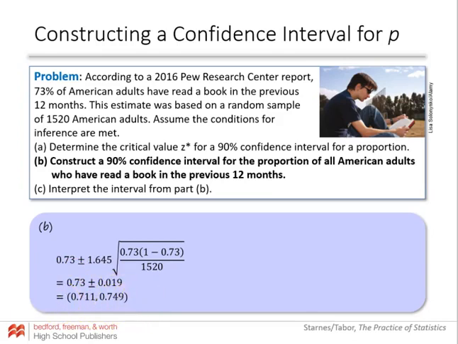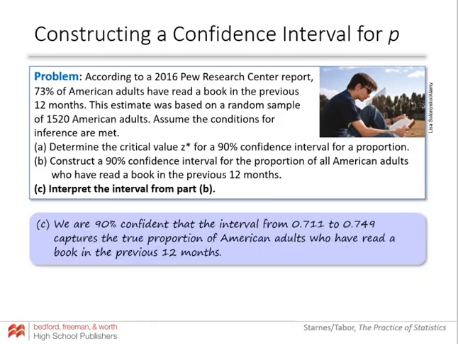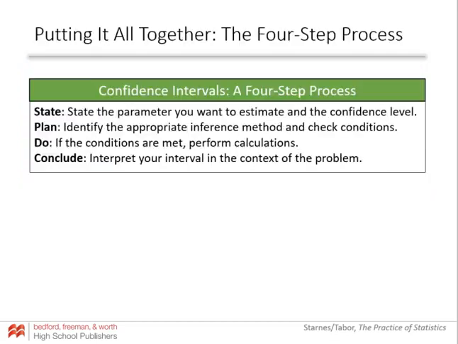And then the last step is going to be interpret, and so it's that sentence that we learned in 8.1. We are 90% confident that the interval from, and the one we found was 0.711 to 0.749, captures the true proportion of American adults who have read a book in the previous 12 months.